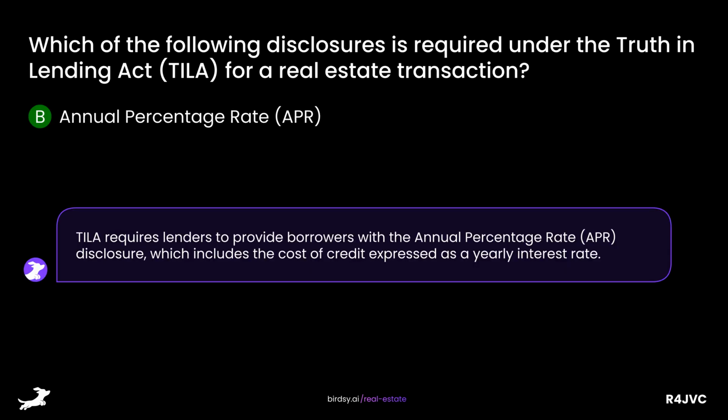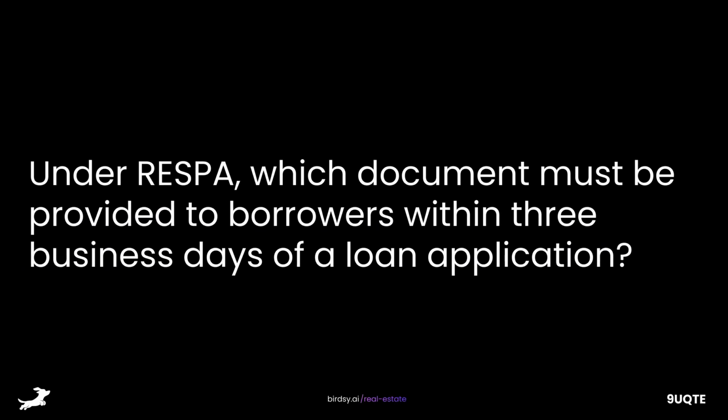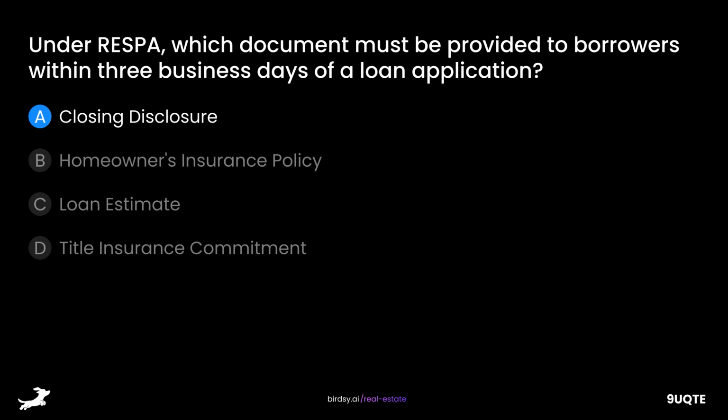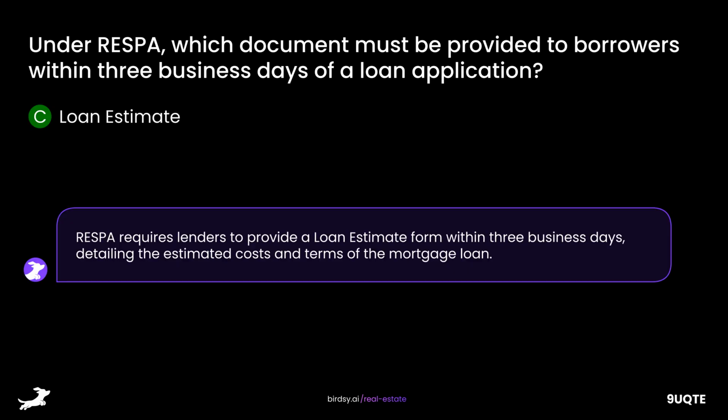TILA requires lenders to provide borrowers with the annual percentage rate disclosure, which includes the cost of credit expressed as a yearly interest rate. Under RESPA, which document must be provided to borrowers within 3 business days of a loan application? Is it A, closing disclosure, B, homeowner's insurance policy, C, loan estimate, or D, title insurance commitment? The answer is C, loan estimate.